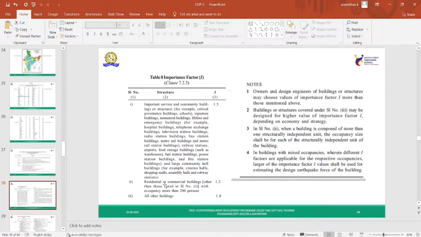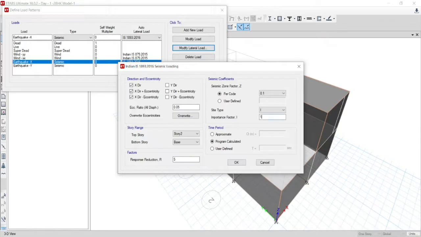Now, residential or commercial building, other than those, is 1.2. Now you are constructing a residential building, so you should take importance factor as 1.2. Rest of the buildings can be taken as 1. Now let us take importance factor as 1.2.